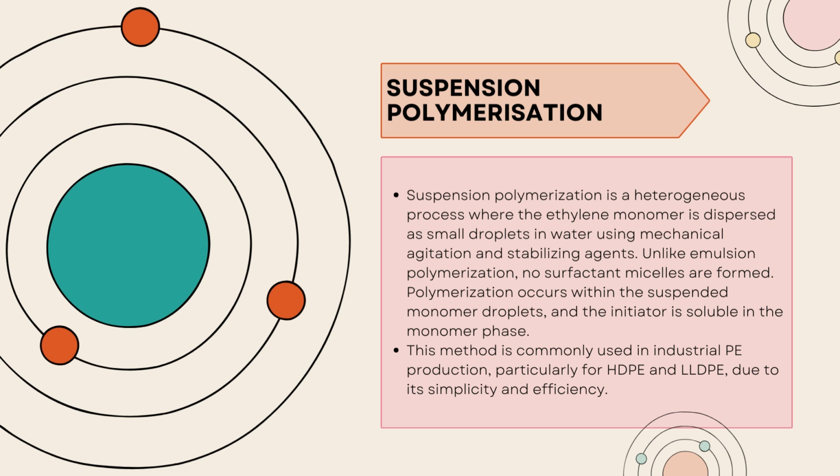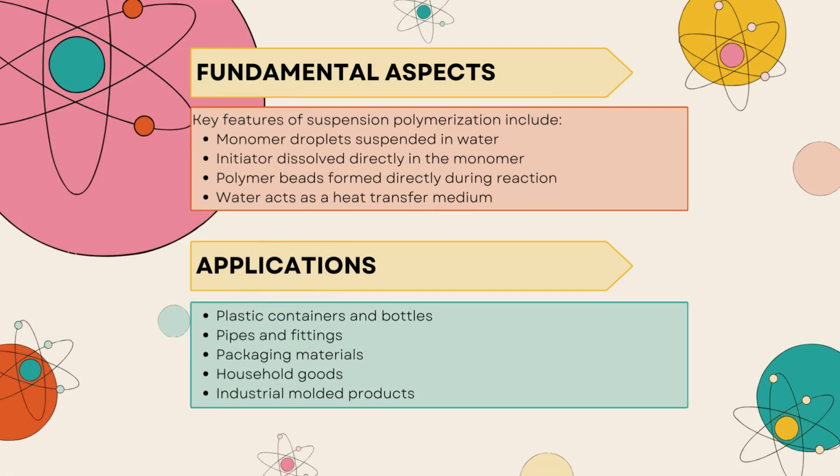So, what is suspension in PE production? Suspension polymerization is a heterogeneous process where the ethylene monomer is dispersed as small droplets in water using mechanical agitation and a stabilizing agent. Unlike emulsion polymerization, no surfactant micelles are formed. Polymerization occurs within the suspended monomer droplets, and the initiator is soluble in the monomer phase. This method is commonly used in industrial PE production, particularly for HDPE and LLDPE, due to its simplicity and efficiency.